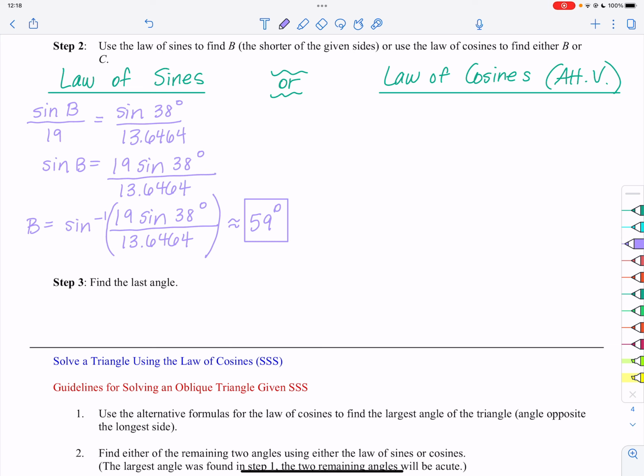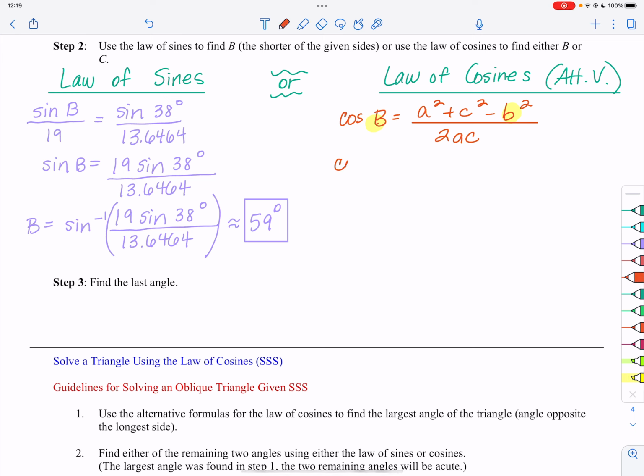Now, let's try this with the law of cosines. Looking for that angle B, we have the cosine of B, and now all we need are side lengths, this alternate version. So we need A squared plus C squared minus B squared all over 2AC. And you can see that pattern here. Here's B and here's B. So we have side B, we have sides A and C, but we're looking for the angle B.